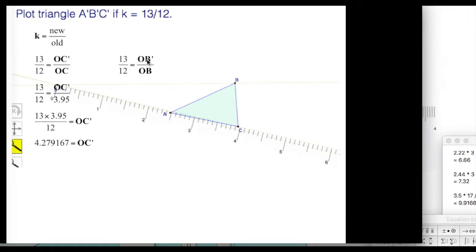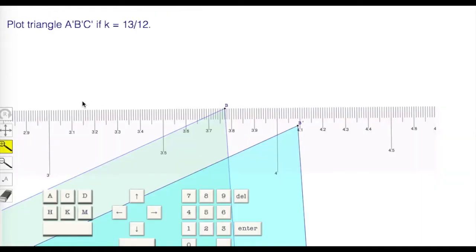is equal to my O to B prime, which is my new length, over O to B. The O to B prime we measured as being 3.77. I'm going to cross multiply my 3.77 times the 13, then divide that by 12, and that will give us 4.08417. So we're rounding to 3 decimal places. 4.08. It's going to be at 4.08.